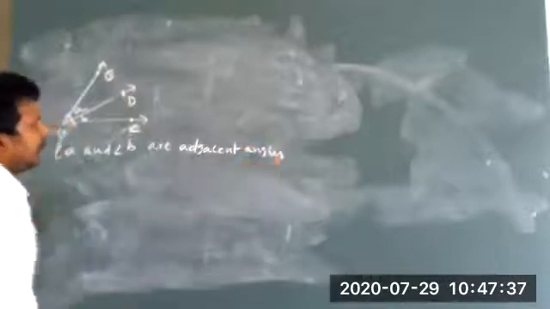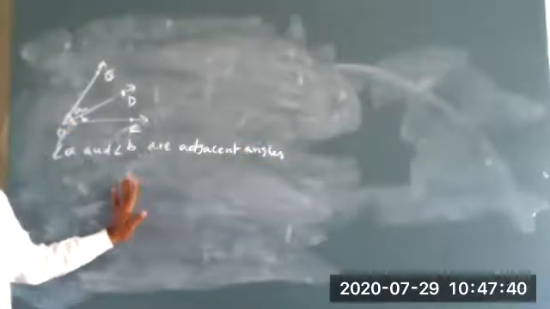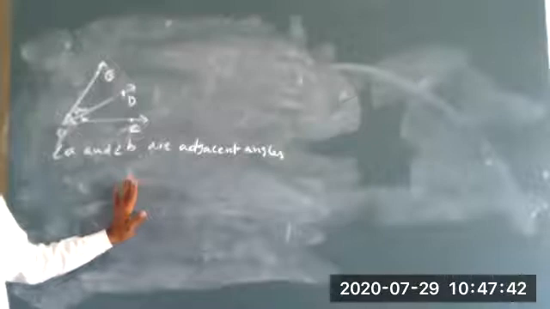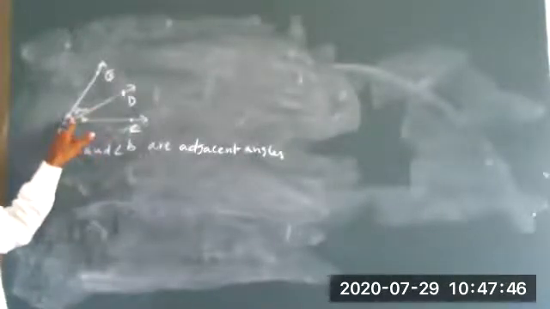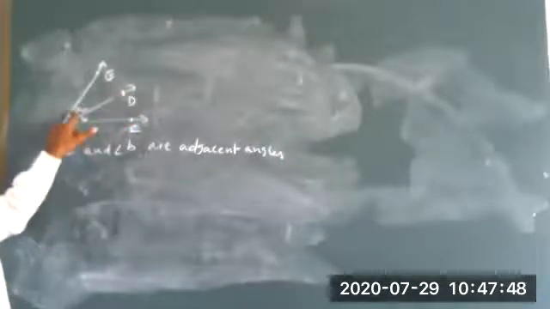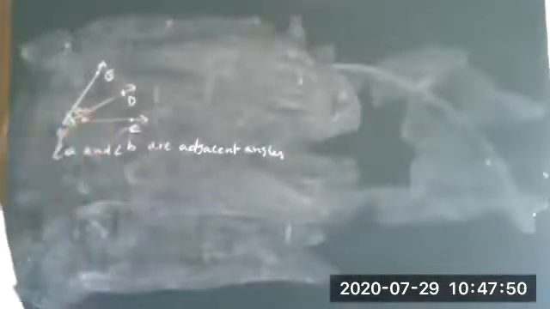Why are they adjacent angles? Adjacent angles mean the angles having a common vertex and a common arm. This is the common vertex and this is the common arm. So A and B are adjacent angles.